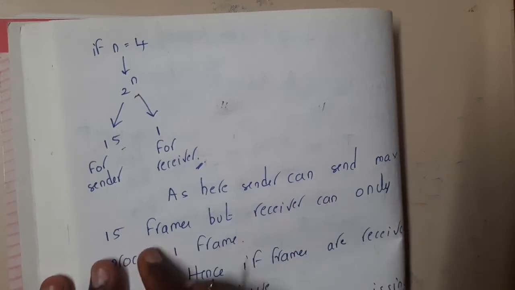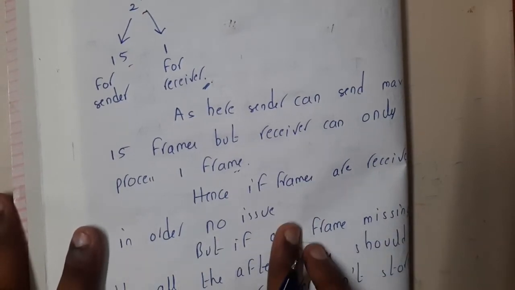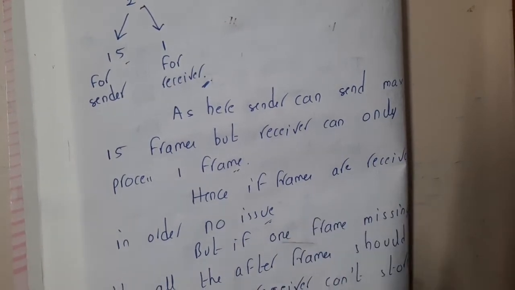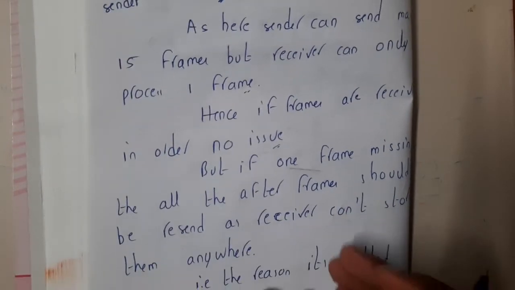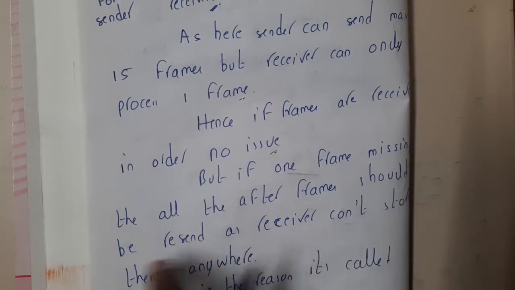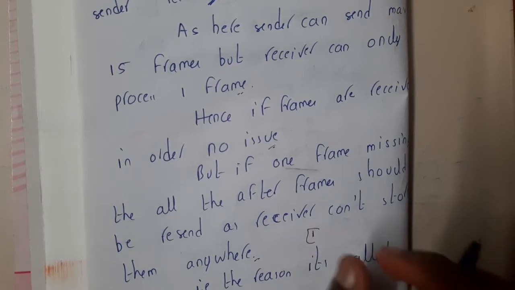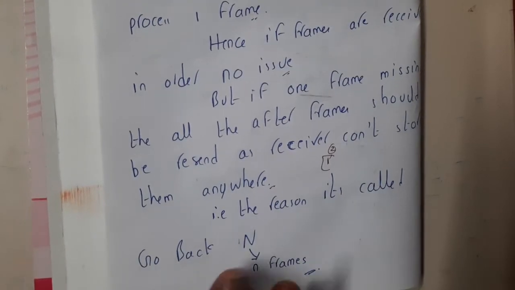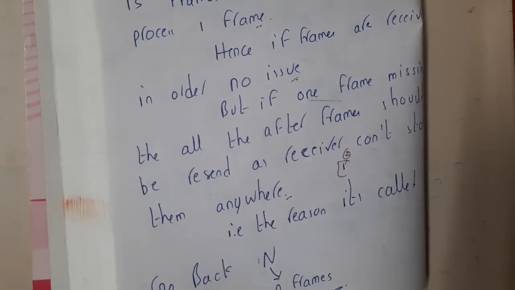That's what I have written here. Here the sender can send a maximum of 15 frames, but the receiver can only process 1 frame. Hence, if frames are received in order, like 1 2 3 4 5 6, there will be no issue. But if one frame is missing, then all frames which came after that particular frame will be discarded, so they should be resent, as the receiver can't store them because we have only one slot, so only one frame can fit. The frame we are in search of is the second frame, but that frame is not coming. That is the reason why it is called Go Back N ARQ. We will be going back N frames. It's a quite interesting topic, guys.